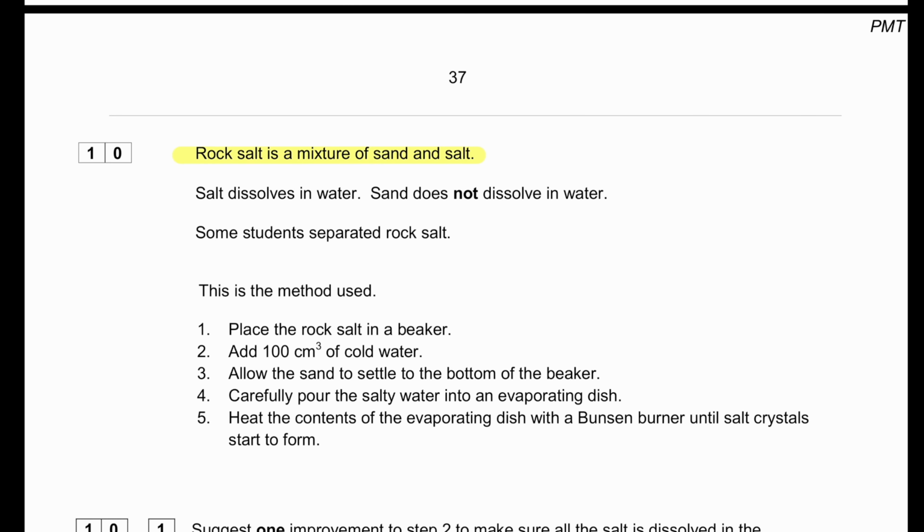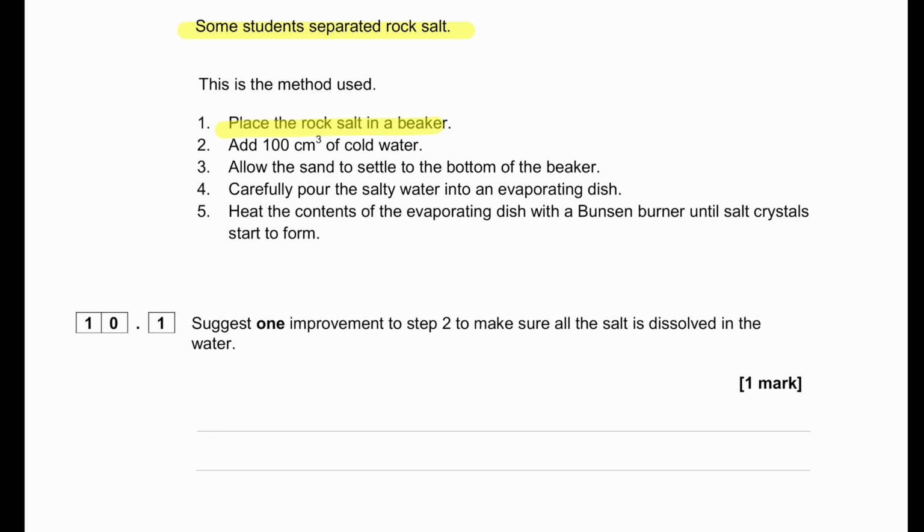Rock salt is a mixture of sand and salt. Salt dissolves in water, sand does not dissolve in water. Some students separated rock salt. Place the rock salt in a beaker, add 100 cm³ of cold water, allow the sand to settle to the bottom of the beaker. Carefully pour the salty water into an evaporating dish. Heat the contents of the evaporating dish with a Bunsen burner until salt crystals start to form.